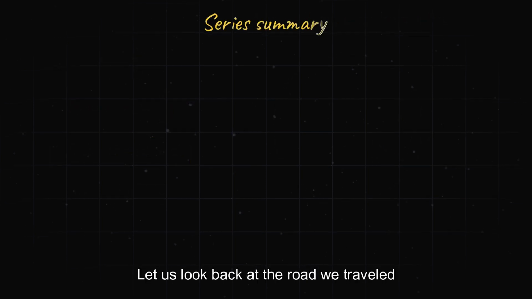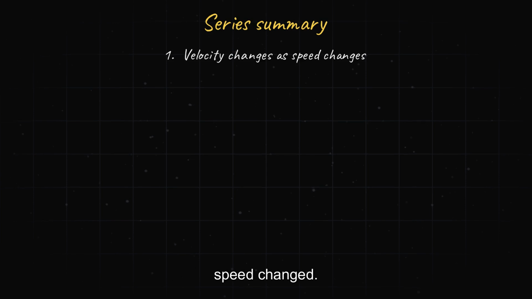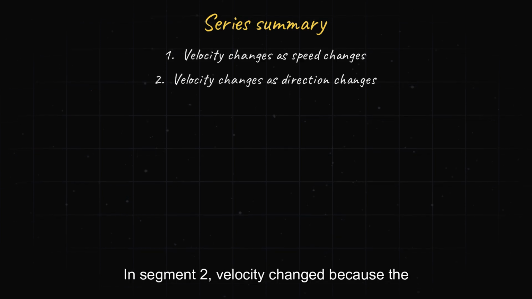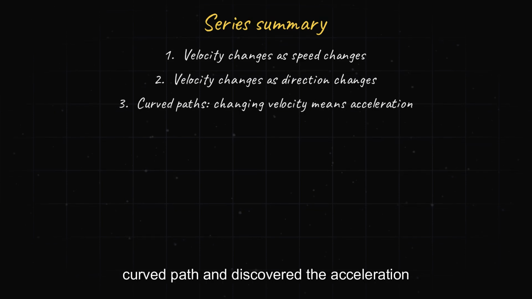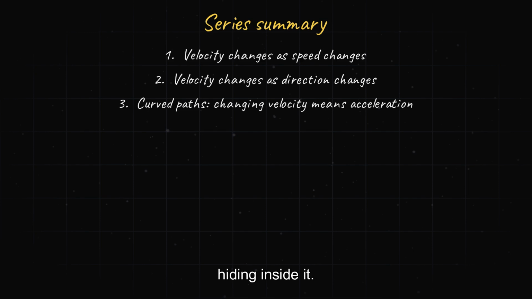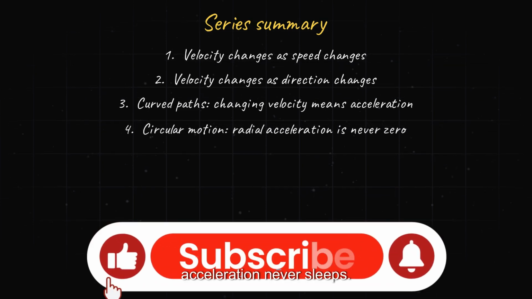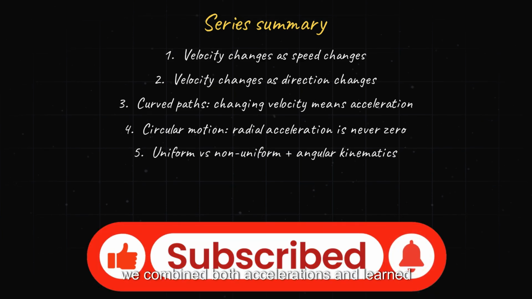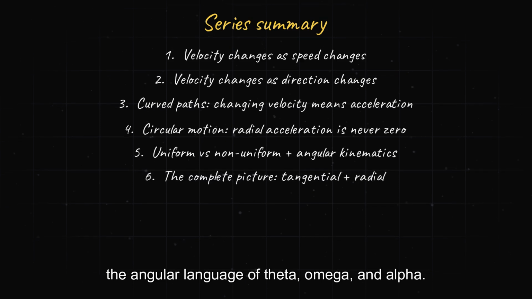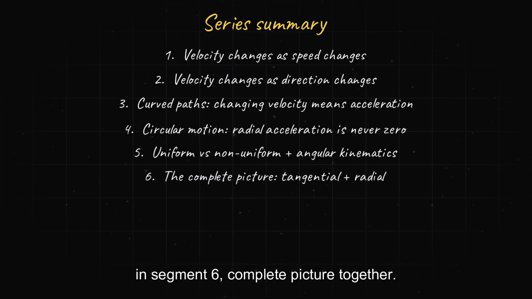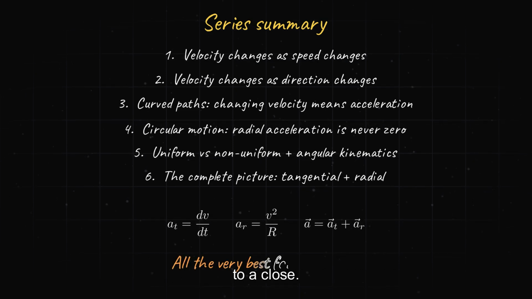Let us look back at the road we traveled together. In segment 1, velocity changed because the speed changed. In segment 2, velocity changed because the direction changed. In segment 3, we measured that change on a curved path and discovered the acceleration hiding inside it. In segment 4, we entered the circle, where the radial acceleration never sleeps. In segment 5, we combined both accelerations and learned the angular language of theta, omega, and alpha. And today, in segment 6, we put the complete picture together. That brings our series on circular motion to a close.